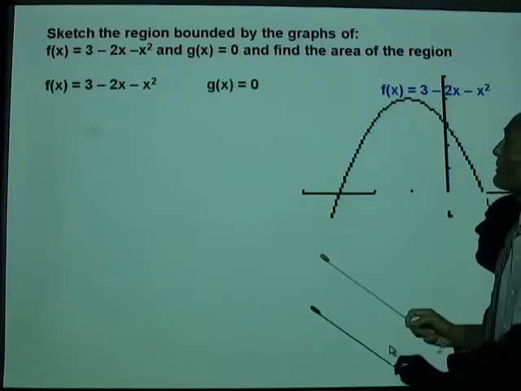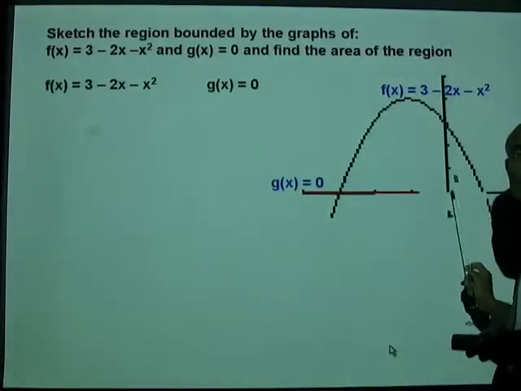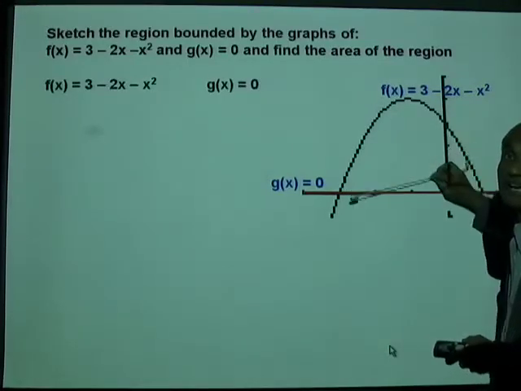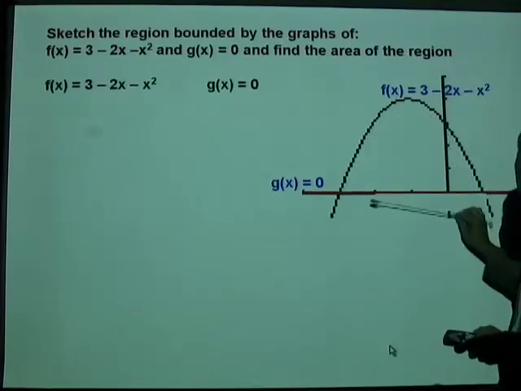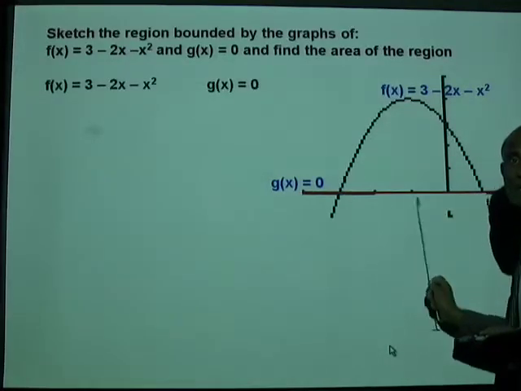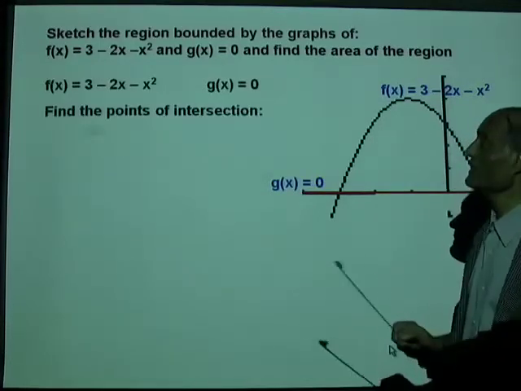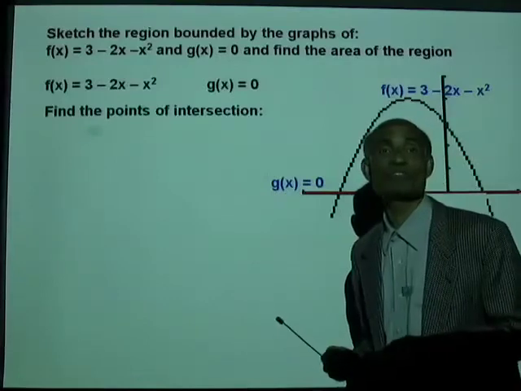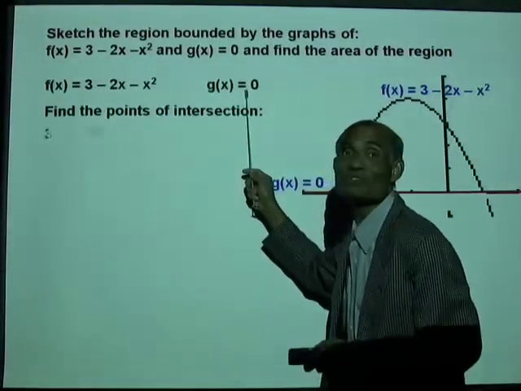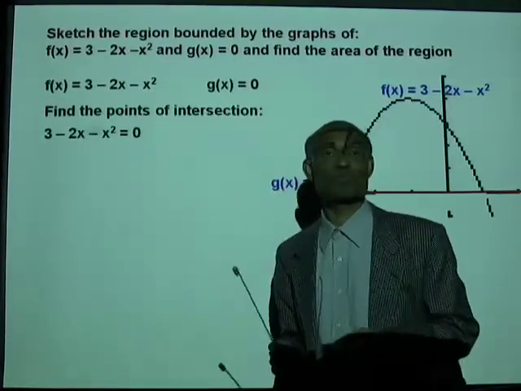So this is our f of x. G of x equal to 0 is the x-axis. There you have. And so what we are looking for is the area enclosed by f of x with g of x from x equal to a to x equal to b. We need to find a and b. Find the points of intersection. How? Set f of x equal to g of x. There you go. Can you solve this quadratic equation?